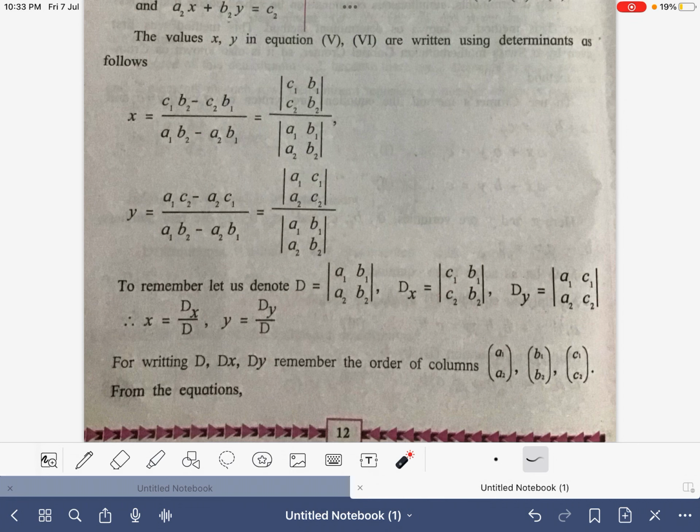So somehow, if you want to keep it in mind with a short trick, write down D is equal to, write down a b.